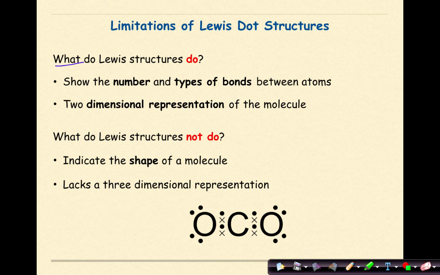What do Lewis structures do? They show the number and the types of bonds between atoms. They also provide a two-dimensional representation of a model. What do Lewis structures not do? Well, they don't really indicate the shape of a molecule because they are two-dimensional, and they lack a three-dimensional representation. So we can see this representation of carbon dioxide right here. It's two-dimensional, but it really does not tell us all that much about its shape.